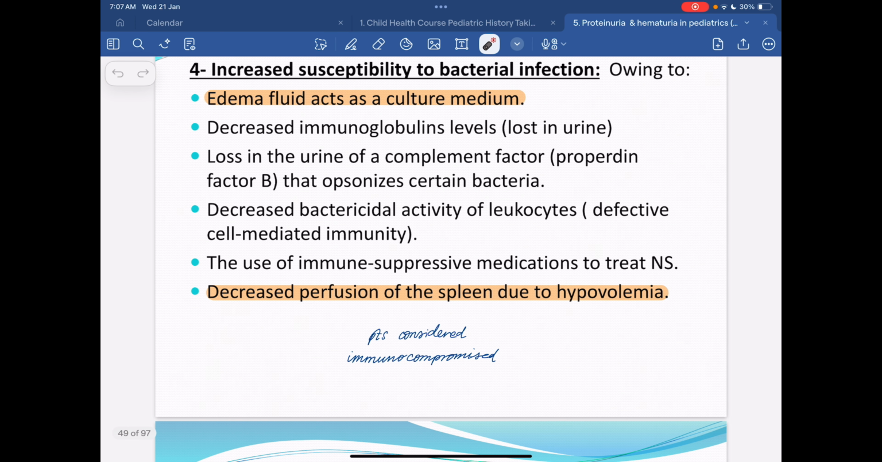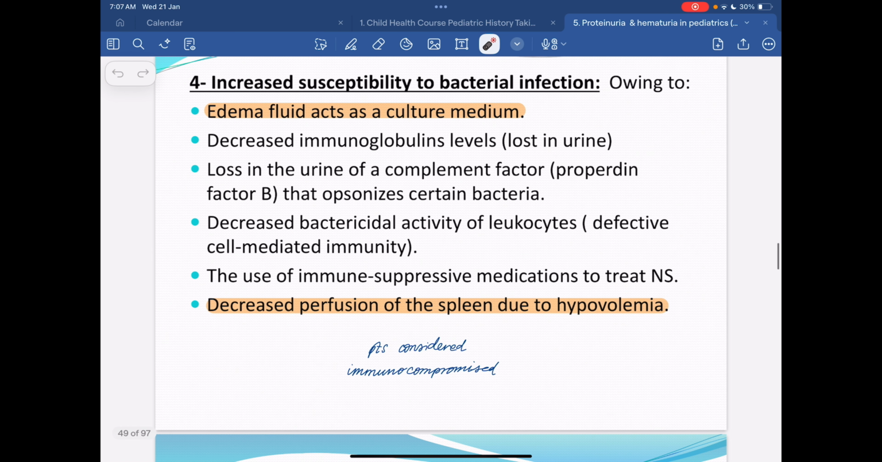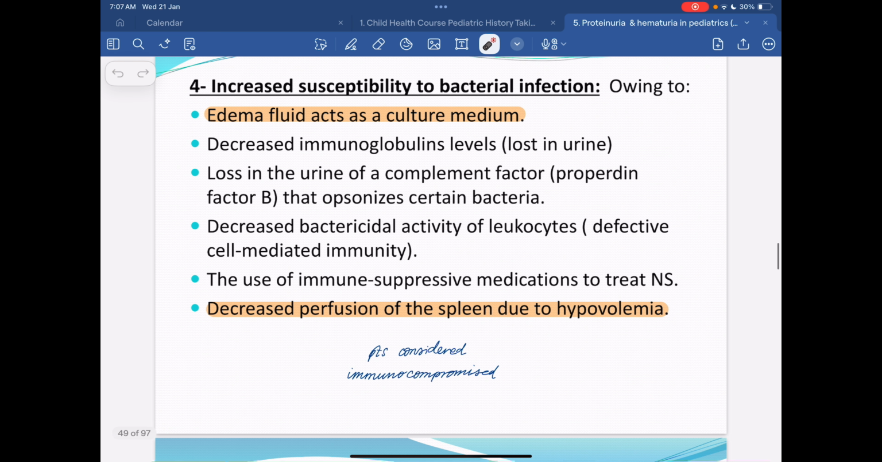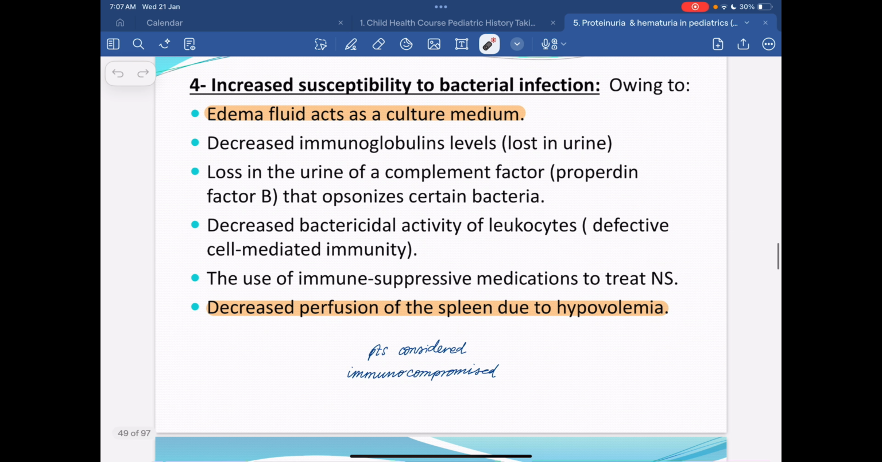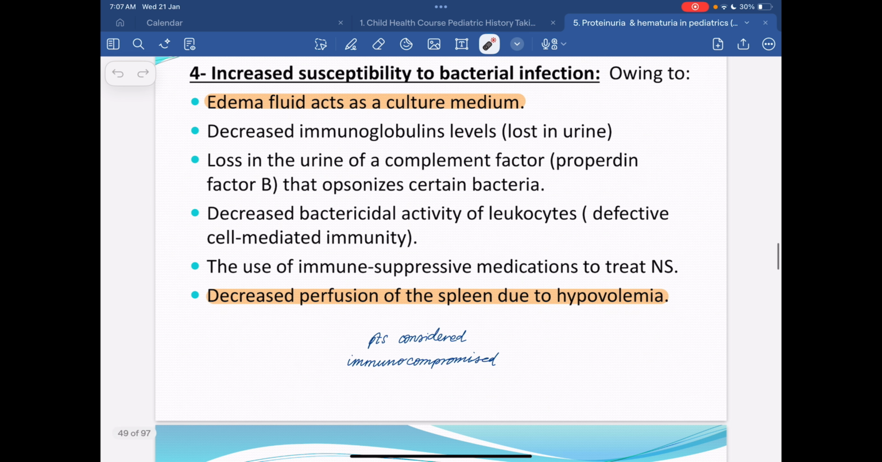The use of immune suppressive medications to treat nephrotic syndrome, which is the corticosteroids. All these things came together. Lastly, decreased perfusion to the spleen due to hypovolemia. All of these things together caused increased susceptibility to bacterial infection, and the patient becomes immunocompromised. So patients with nephrotic syndrome are considered immunocompromised.